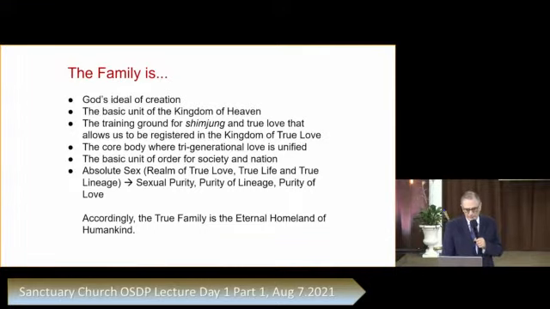And then also, this is where absolute sex is taught. Absolute sex meaning purity before marriage, and then also fidelity within marriage. To have just one sexual partner during the entire course of your life. This is absolute sex. Realm of true love and true life and true lineage, sexual purity and purity of lineage and purity of love. Accordingly, the true family is the eternal homeland of humankind.